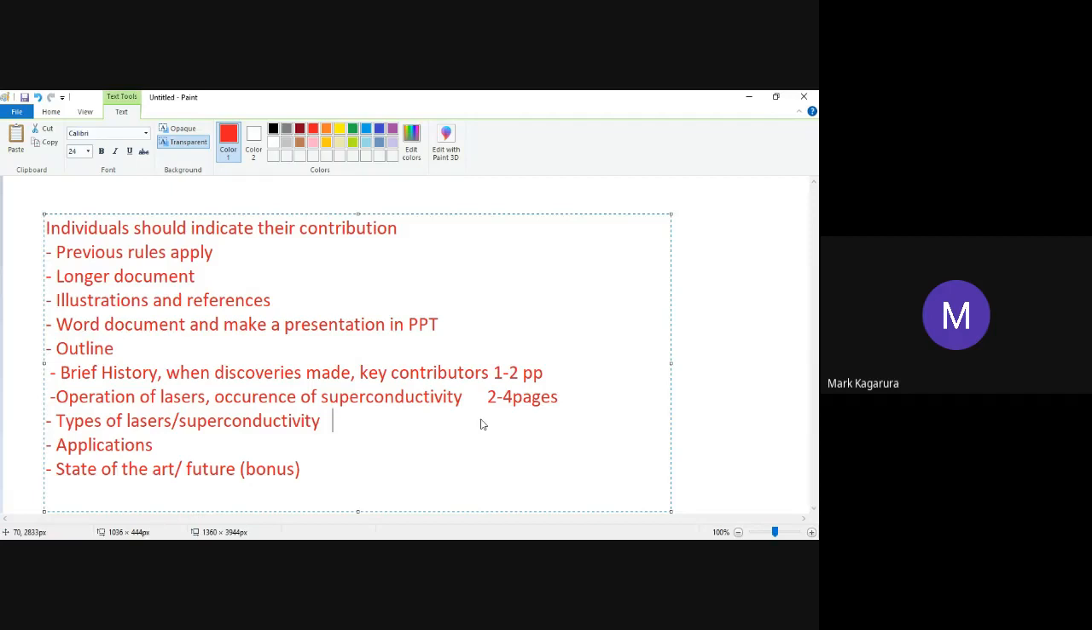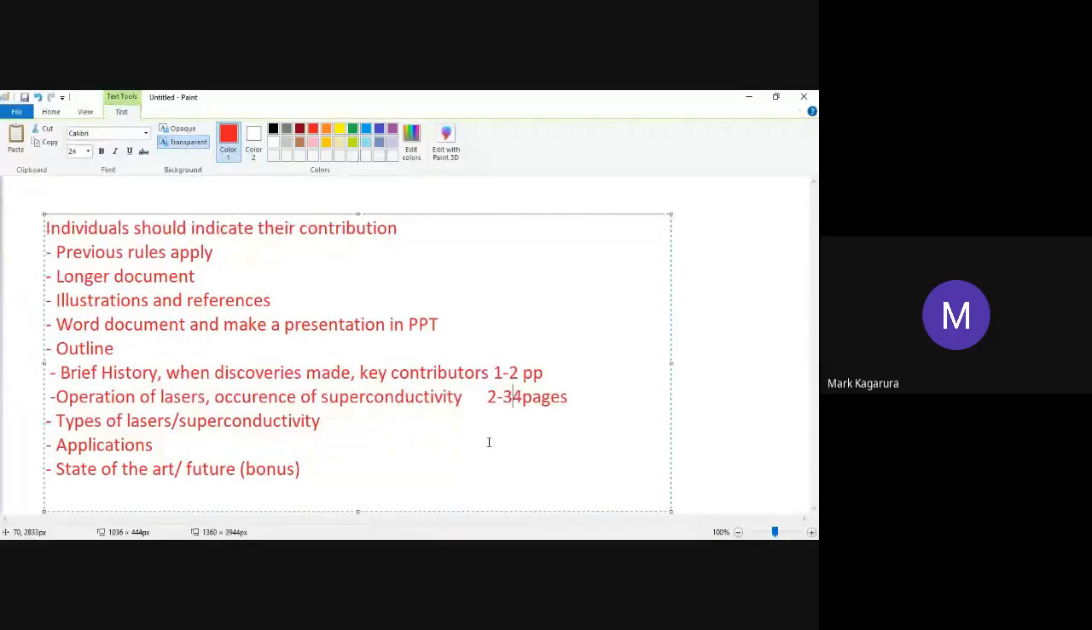Types of lasers or superconductivity. No, 2 to 3.